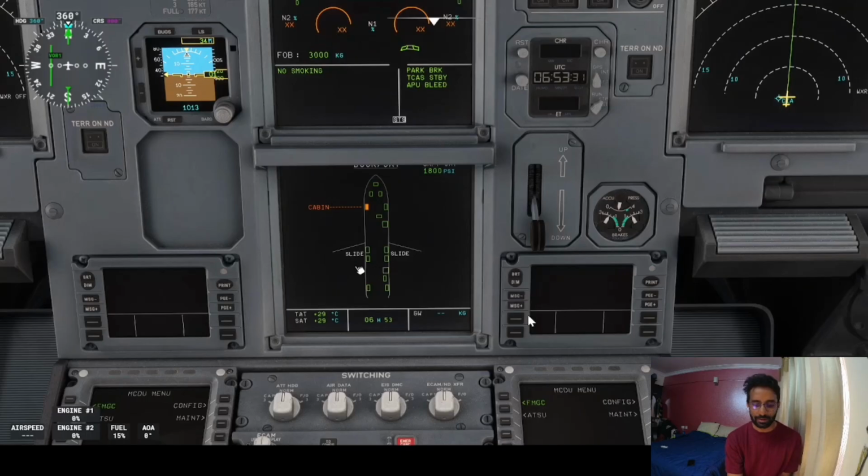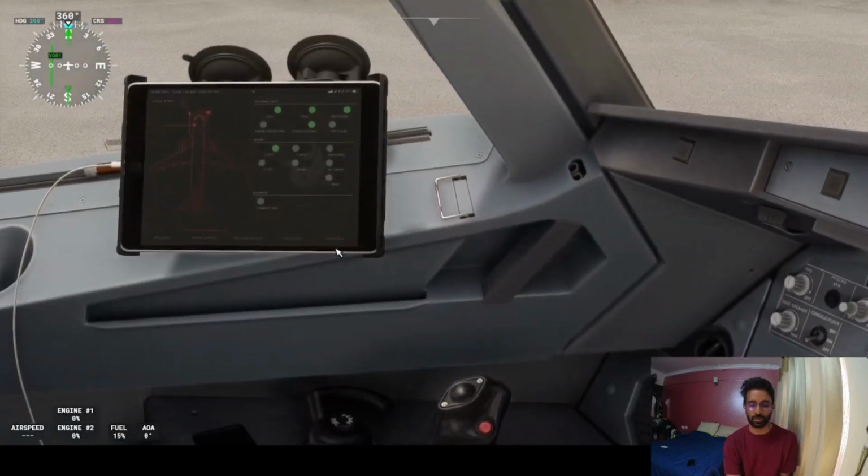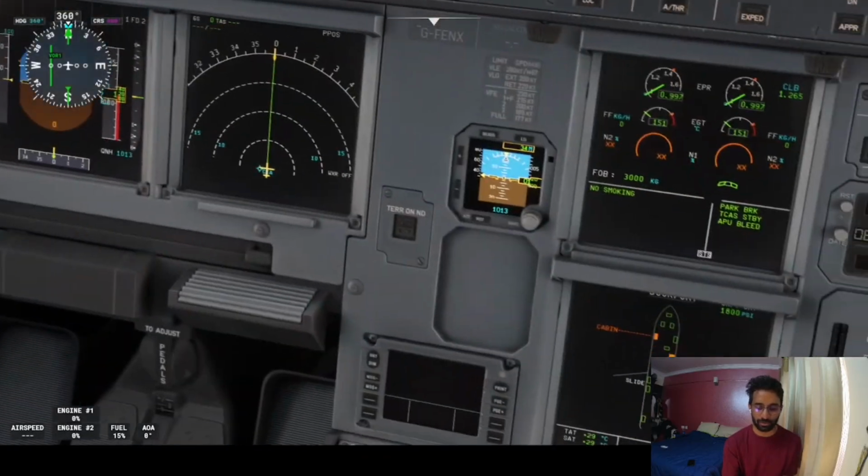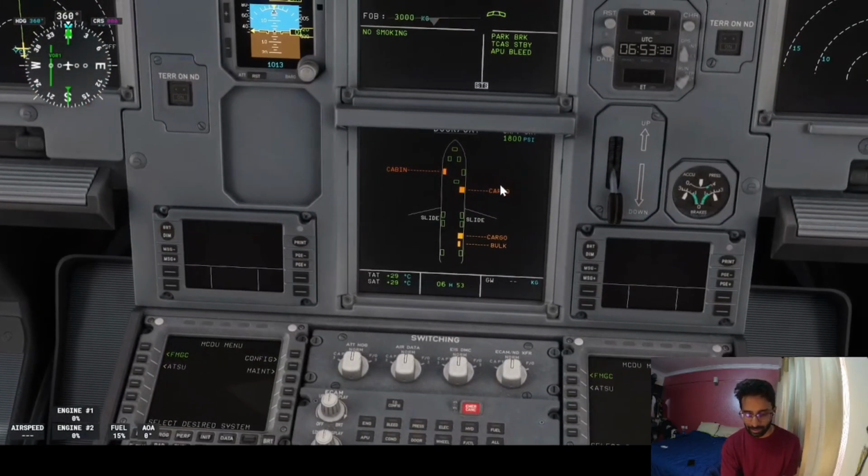So you can see here all doors are closed. Okay, so this is an iPad that I use in the sim to open the cargo doors. So you can see here, earlier it was all green. Now this is your cargo. These indications are all doors, avionic doors, your left cabin door, right cabin door. This is another avionic door. You have a cargo door, your slide doors, and then your aft cargo, bulk cargo.